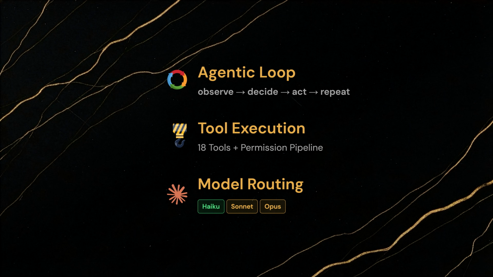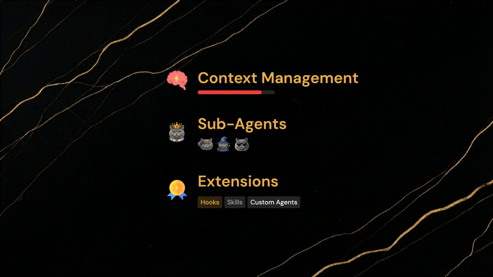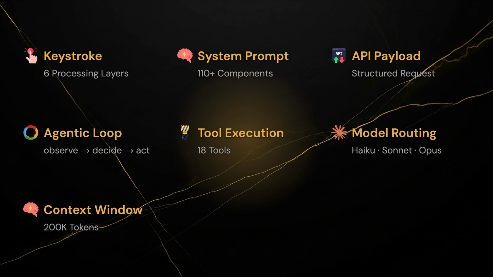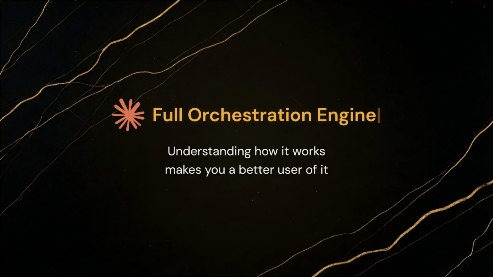Tools execute through a multi-step pipeline with permission checks and hooks, while models get routed intelligently with Haiku for background tasks and Opus or Sonnet for reasoning. Context gets managed with automatic compaction, sub-agents handle complex subtasks in isolated contexts, and the whole system is extensible through hooks, skills, and custom agents. Claude Code is not just a chat box with file access, it's a full orchestration engine, and understanding how it works makes you a better user of it.